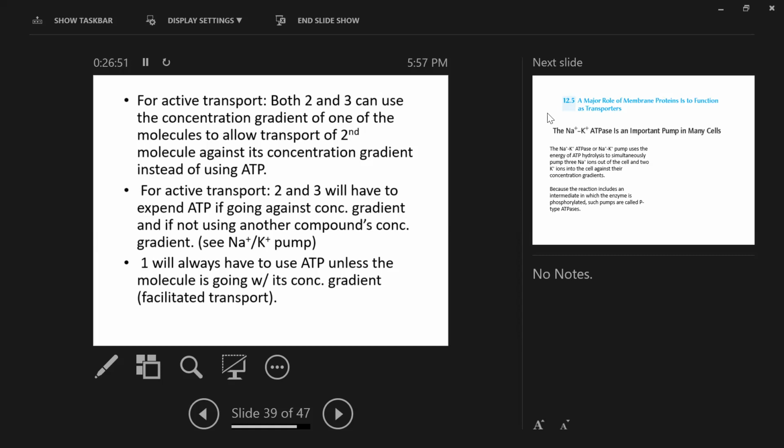And we'll see the sodium potassium pump as an example where it's active transport and you need ATP because both are going against the gradient. One's being kicked out of the cell, one's allowed in the cell against the gradient. Number 1, which is uniport, if they're going down the gradient, then it's facilitated. But if it's only one molecule and it's going against the gradient, it's always going to require ATP, and it's always going to be active transport. There's no other molecule to help it except the transporter with ATP.